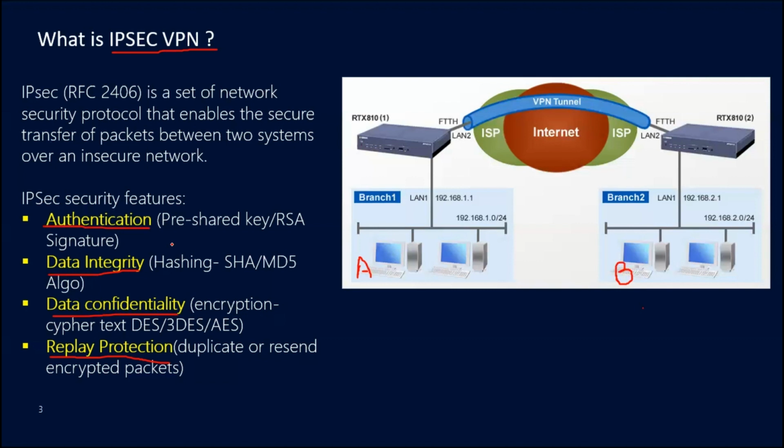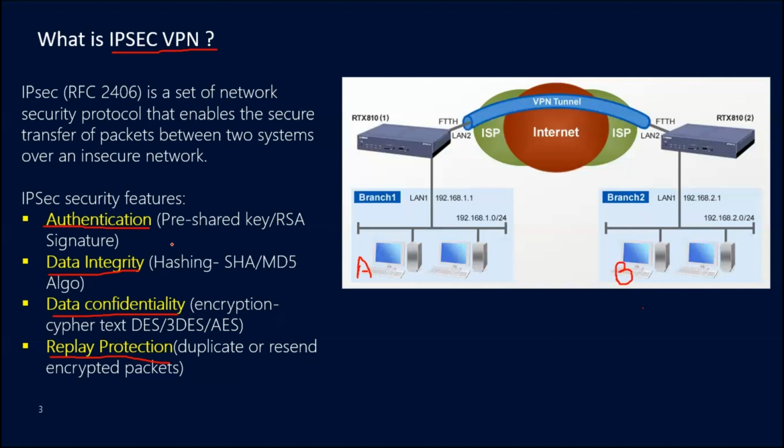Then we have data integrity. As the name indicates, what is data integrity? Integrity means we are going to check something, validate something, and provide accuracy, and there should be no modification. Whatever we are sending from one end should be received at the other end without any modification. That is basically data integrity.